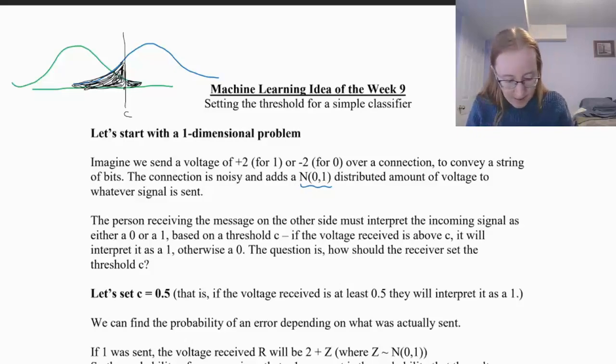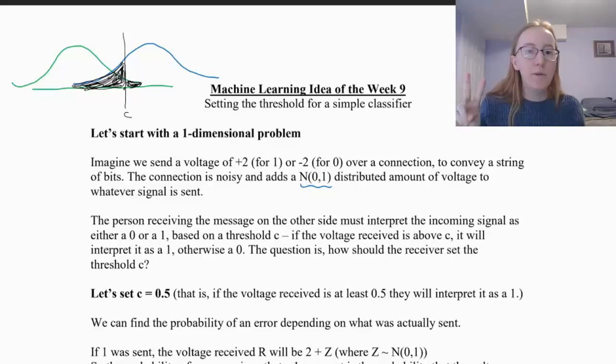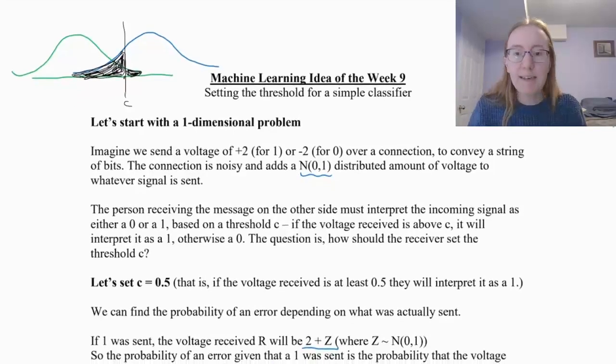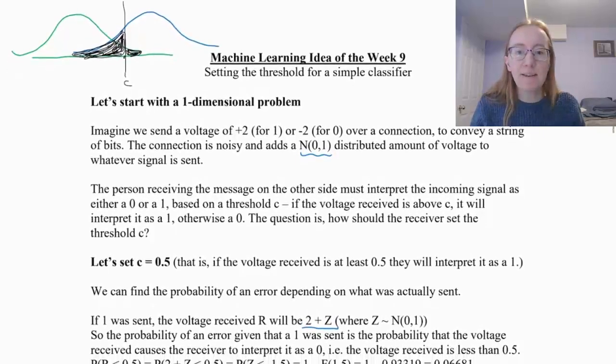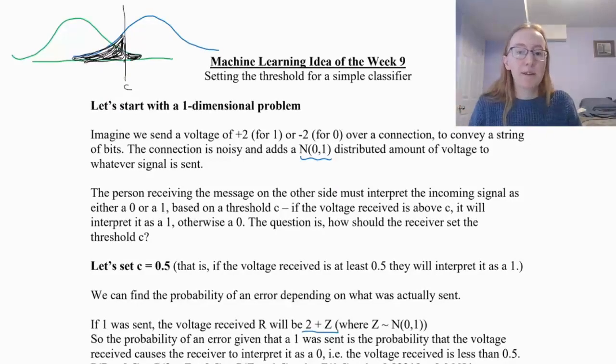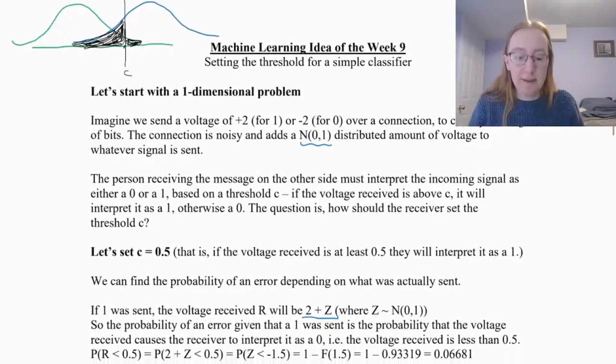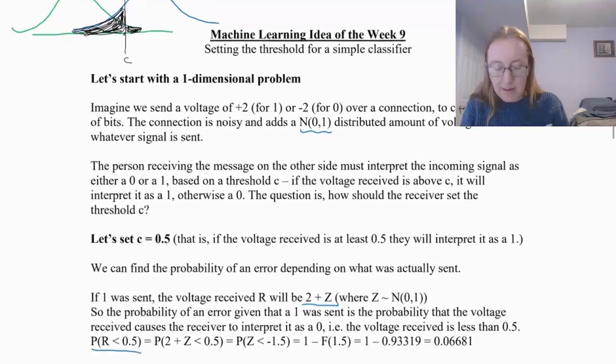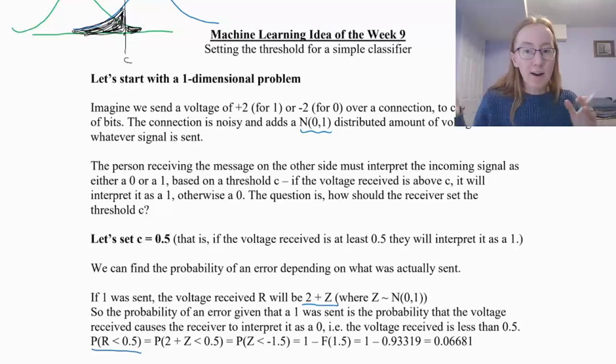If a 1 was sent, then the voltage received, we'll call that R, will be 2, the voltage that was actually sent, plus a normal 0-1 amount. So 2 plus Z will be the voltage that's received. And the probability of an error, given that a 1 was sent, is the probability that the voltage received is small enough that it gets misinterpreted as a 0. In other words, that the voltage received is less than this value C that we've set to be 0.5. So the probability of an error in this case is that R is less than 0.5. Well, R is 2 plus Z, so we can sub that in, and then we can move the 2 over to the other side.